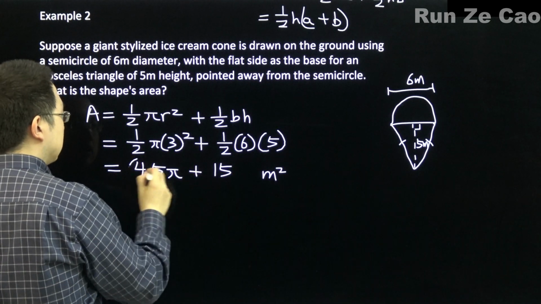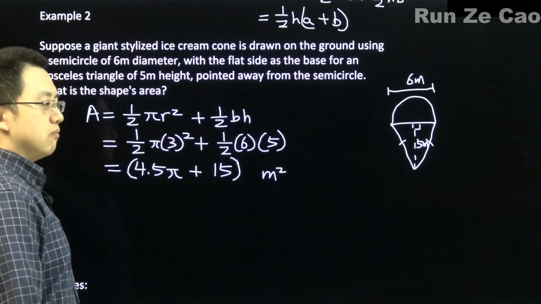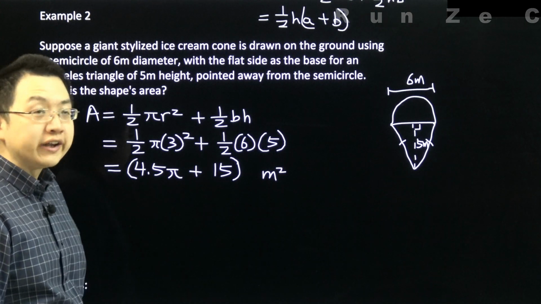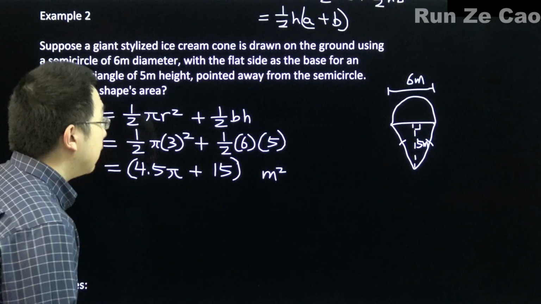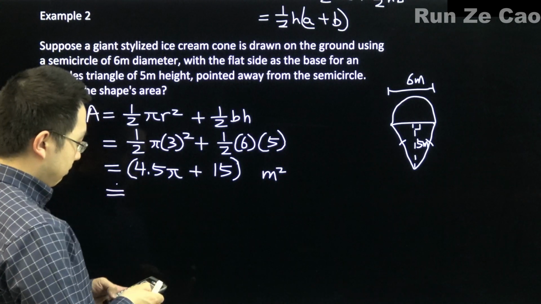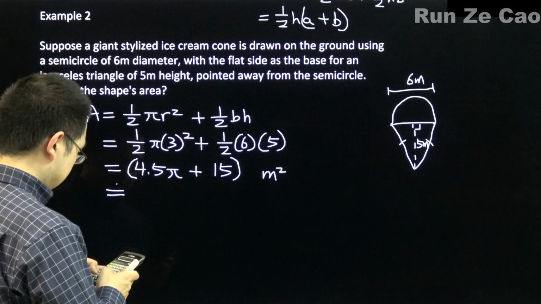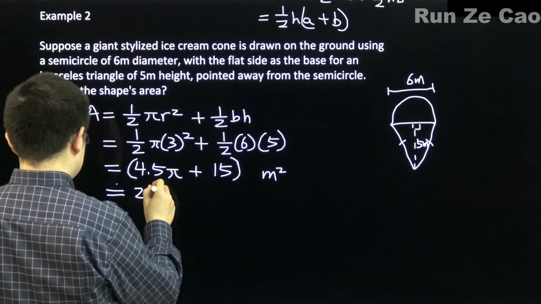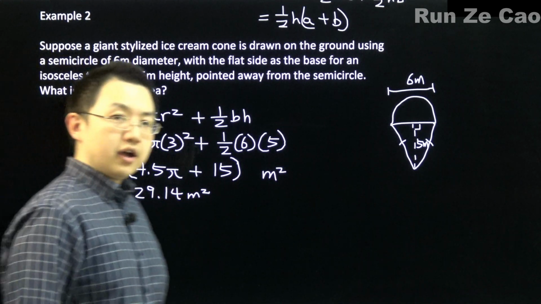However, this is not a very useful number, right? I mean, if you tell your gardener, oh, I need to mow 4.5 pi plus 15 square meters of lawn, yeah, I don't think this is going to go very well. So, what can we round it to? Well, depending on convention, mileage may vary on how you round. But 4.5 times pi plus 15 is going to give you around 29.14 meters squared for the shape's area.